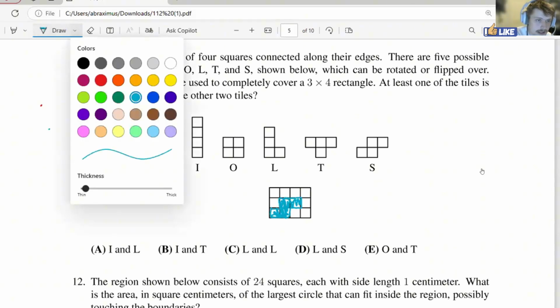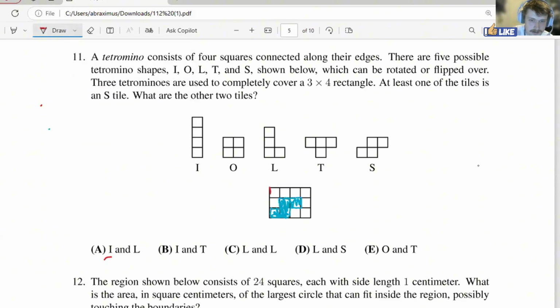If we try to put an I in, that's not going to work, because it'll create this pocket right here. Sorry if I went too fast. This little pocket means we won't be able to fill it in. So that's not going to work. Any answer with I in it, we can just cross out. All right. So we have L and L, L and S, or O and T.